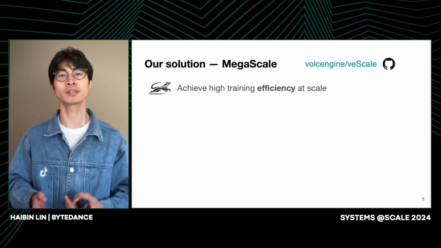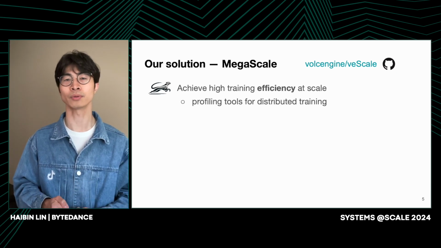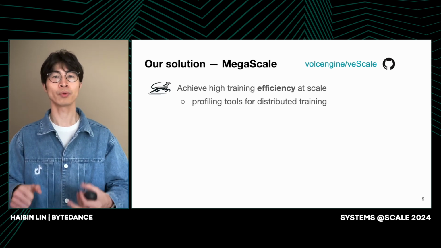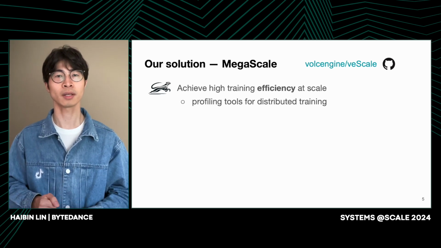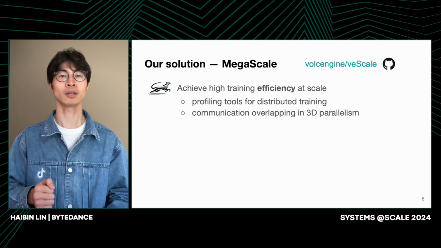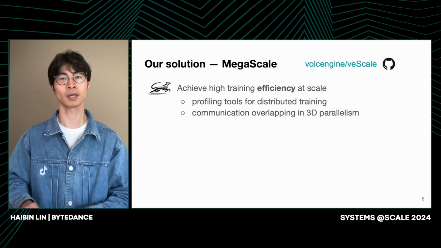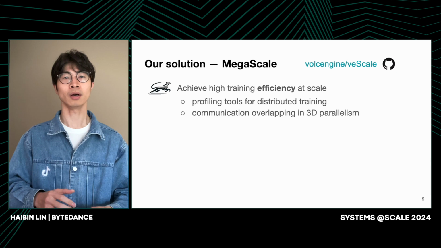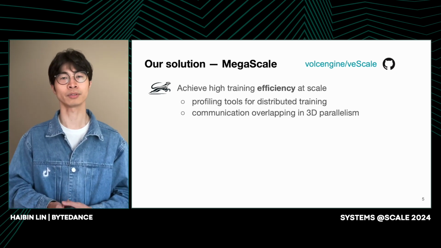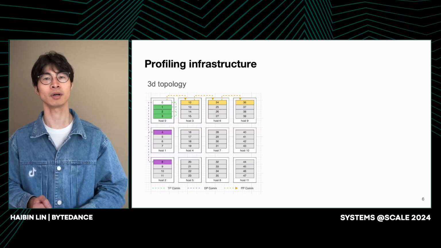On the efficiency side, there are a few things. First of all, we need to build profiling tools to understand the performance characteristics. With this tool, you can gain some insights. And then we optimize the very important part, which is the communication. We enhance the communication overlap techniques in the 3D parallelism that is typically used for billion or trillion parameter model training in the industry. Okay, so let's look at some more details about our solution.